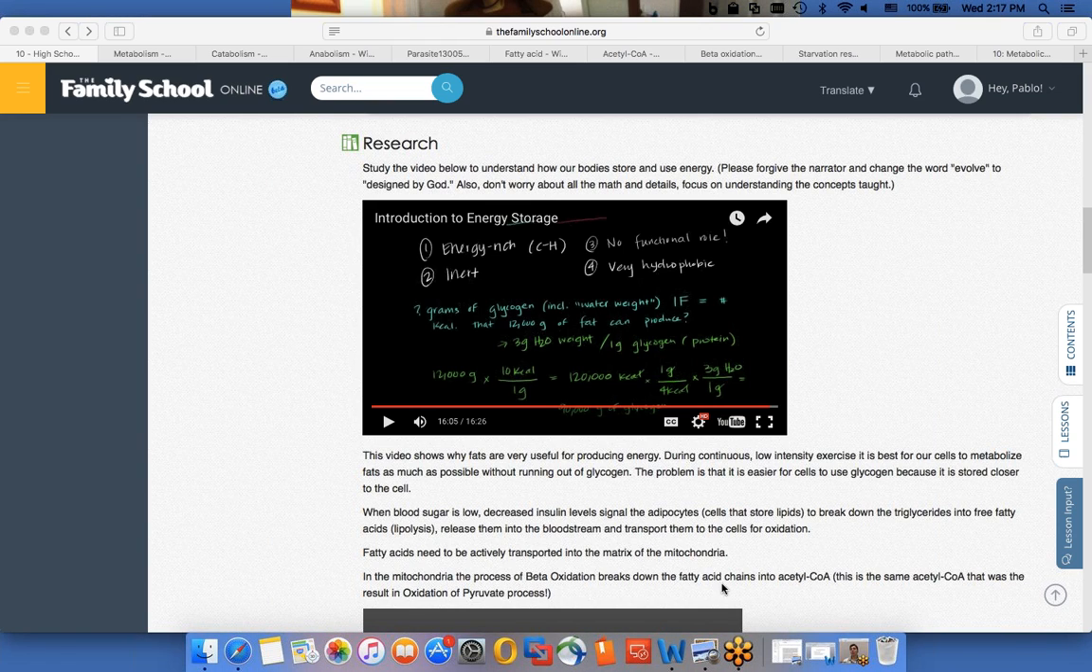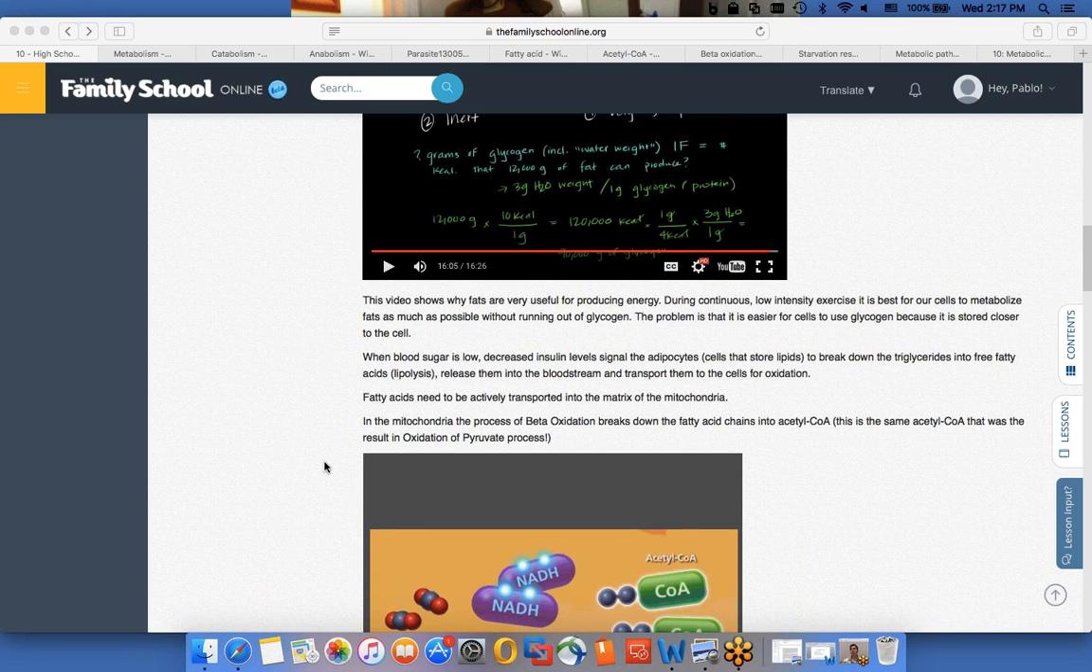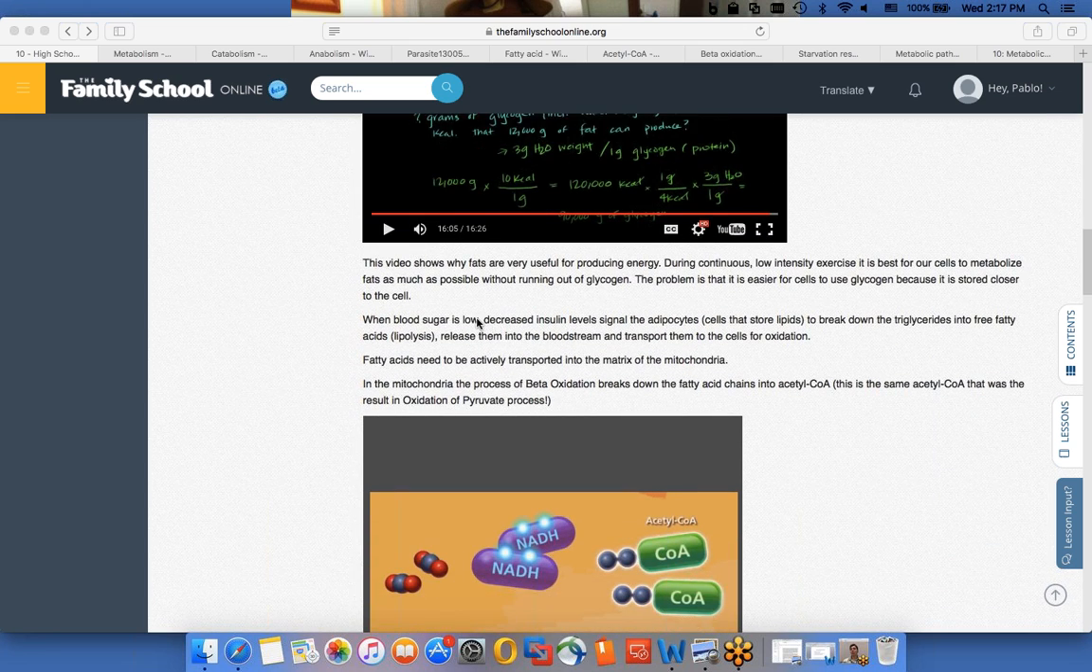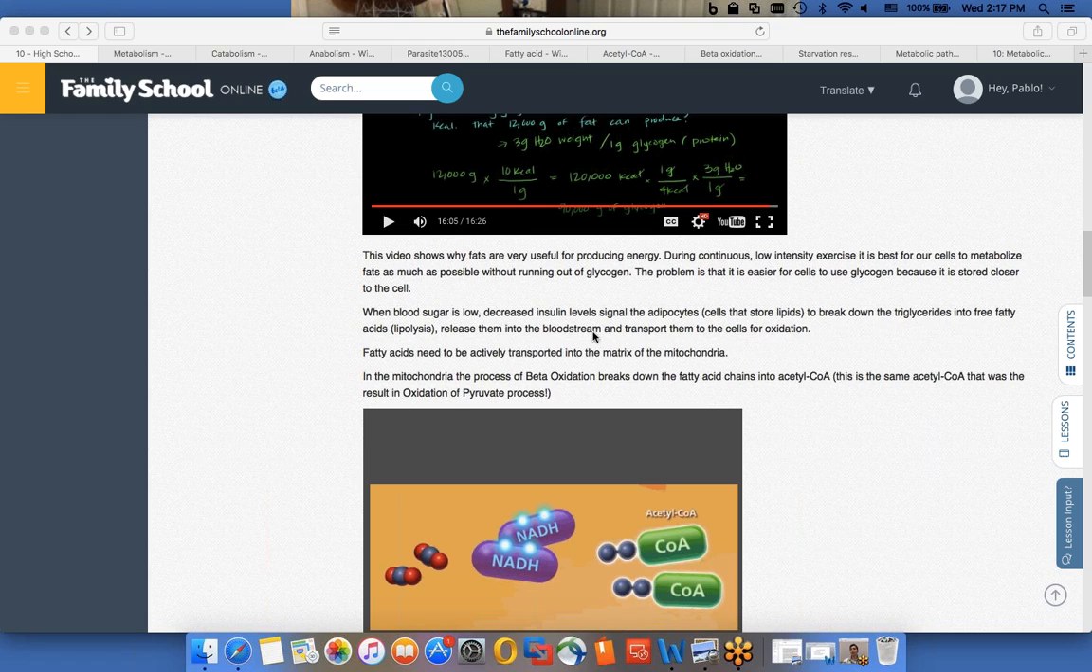I guess the insulin signals, and then the triglycerides break down into fatty acids, and then they're transported into the bloodstream, and then they go into the cells to be oxidated. Mm-hmm.